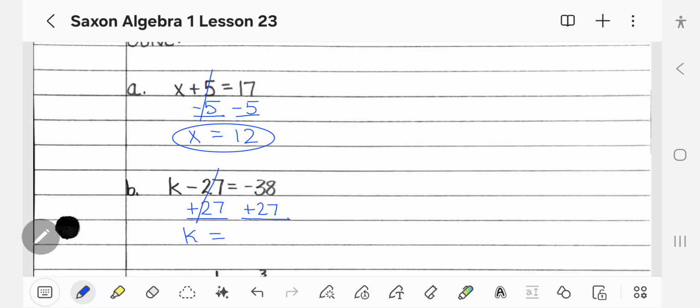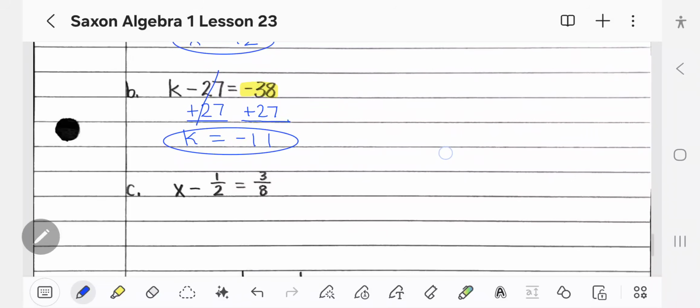K is equal to, these two numbers have different signs, so we're going to have to subtract them. And then we're going to take the sign of the one with the largest absolute value, which is 38, and it's negative. So our answer is -11. And if you substitute -11 and take away 27, you will get -38.